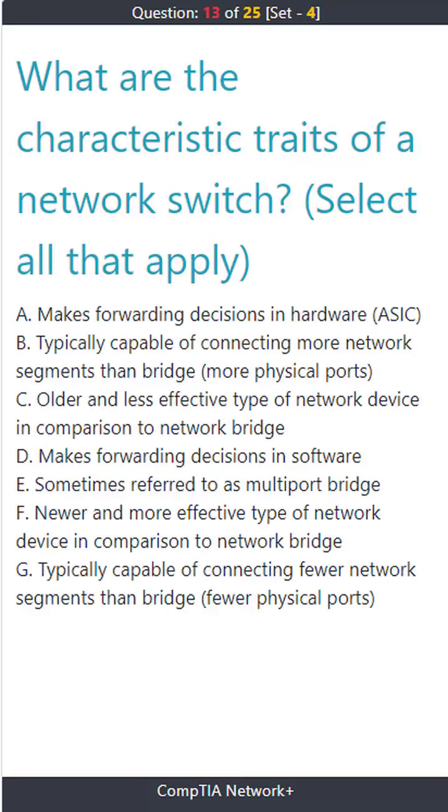Question 13. What are the characteristic traits of a network switch? Select all that apply. A. Makes forwarding decisions in hardware, ASIC. B. Typically capable of connecting more network segments than bridge, more physical ports. C. Older and less effective type of network device in comparison to network bridge. D. Makes forwarding decisions in software. E. Sometimes referred to as multi-port bridge. F. Newer and more effective type of network device in comparison to network bridge. G. Typically capable of connecting fewer network segments than bridge, fewer physical ports.